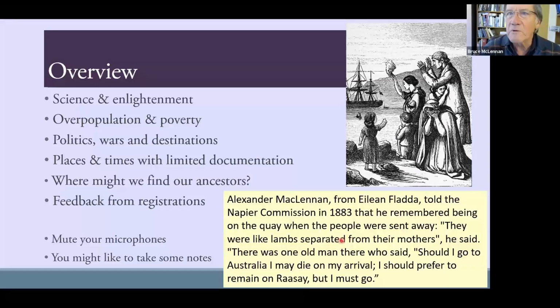And this Alexander MacLennan, who came from this part near Raasay, near Skye, said that he went down to the wharf and he saw the people there. They were like lambs separated from their mothers. And then an old fella said, should I go to Australia? I might die on my arrival. I should prefer to stay in Raasay, but I must go. This is a quote in the Napier Commission, a famous thing, and I think that's where you often hear the word crofter in that context.